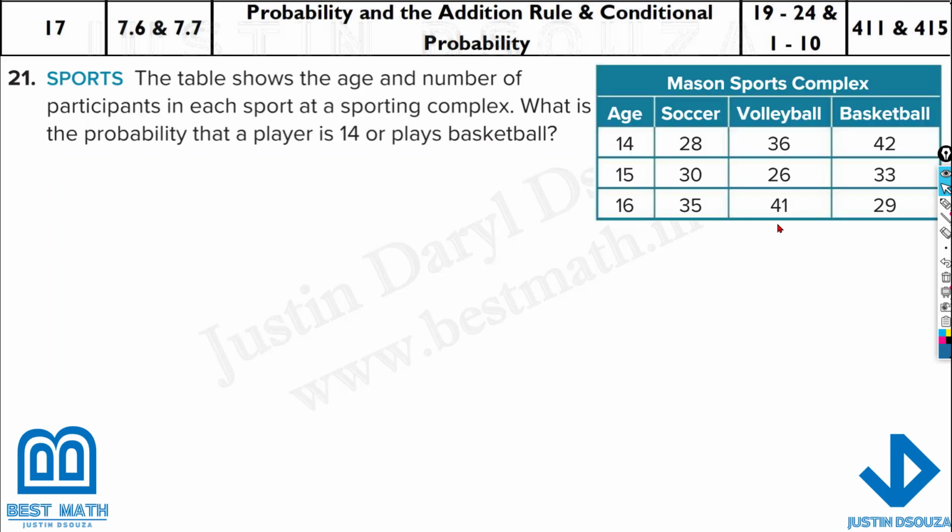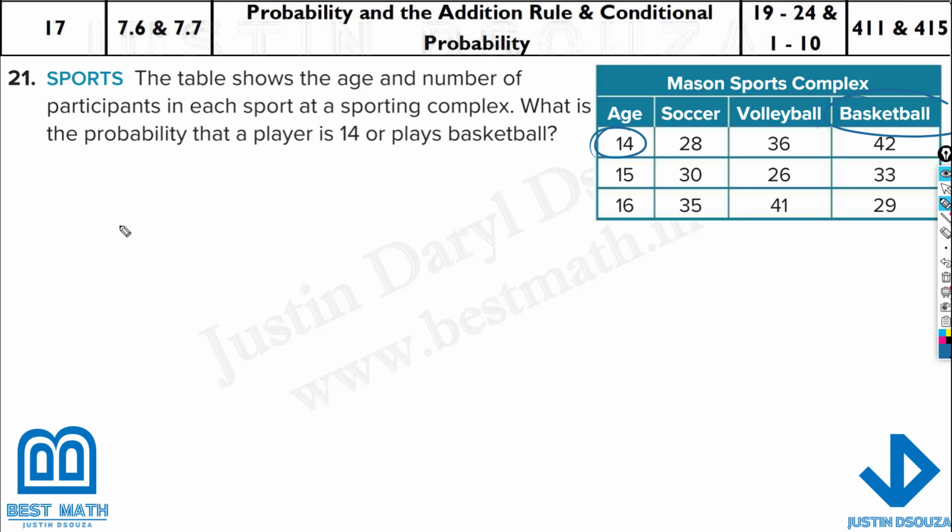The remaining problem, okay, now this is about a table. You can try this by yourselves. I'm just going to write directly. I'm not going to write detailed, okay? I'm just going to write probability of A, B, and the answer. The table shows the age and number of participants in each sport at a sporting complex. So what is the probability that a player is 14 years old and plays basketball?